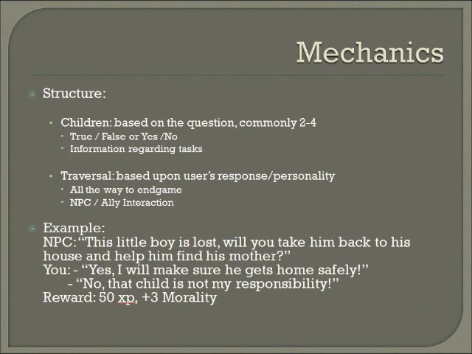The children are based on the node. Commonly in role-playing games there will be 2 to 4 children per node. They can range from true or false, yes-no questions to information regarding tasks, or as seen in Mass Effect, you can have the dialogue wheel which has yes, no, or neutral responses. The traversal is all the way up to the end game as you interact with your NPC and allies. An example of this is shown below, typically found in a quest game that requires you to respond yes to get the reward.